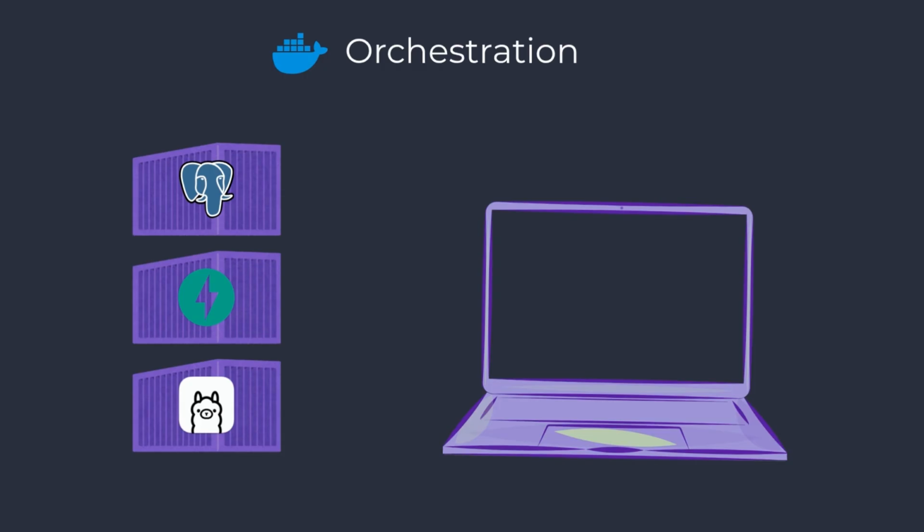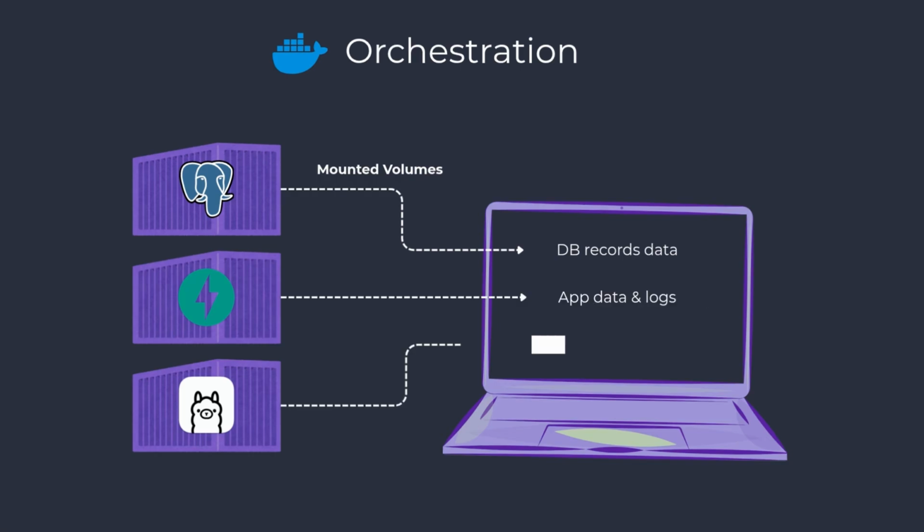Instead of manually installing PostgreSQL, configuring Python dependencies, setting up Ollama, and dealing with version conflicts, you can just run one command. The same exact setup works on your laptop, your friend's computer, or a cloud server, anywhere Docker runs. And see those volumes? They ensure your data persists even if you restart the containers. So your database records and AI model weights are safely stored and survive container restarts. And your app data and logs are kept too, so you can always check what happened.